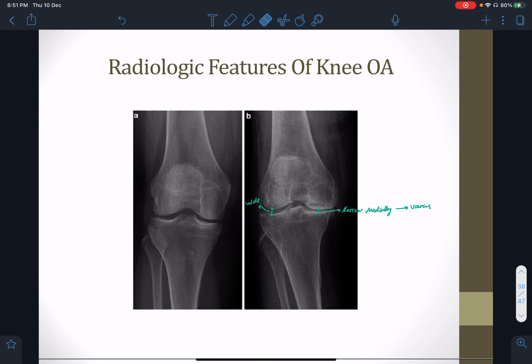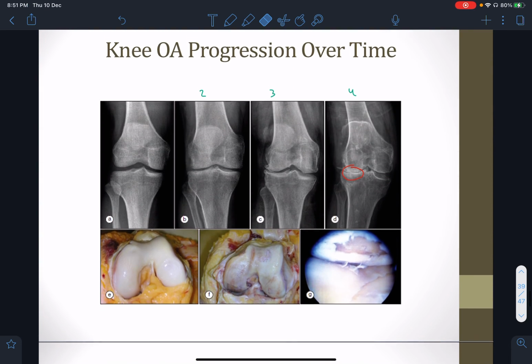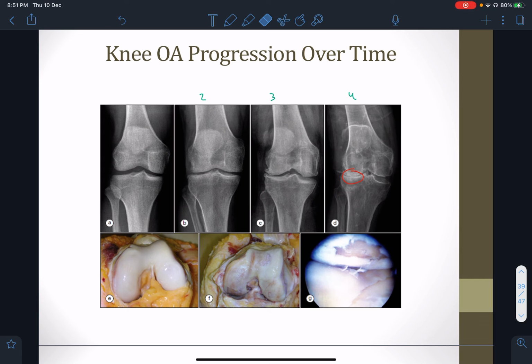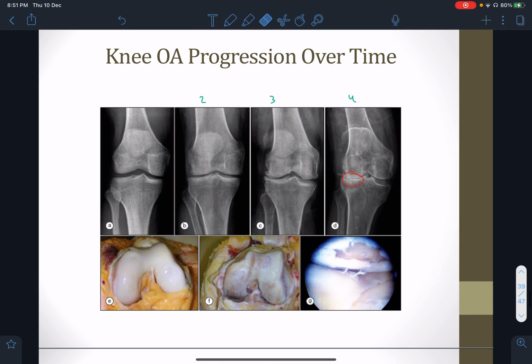Radiological features of the knee. This is why I refer to the impaired joint space. It should be wide. It's there, it's not there anymore. So this is just a progression over time of grade 1, grade 2, and grade 3.